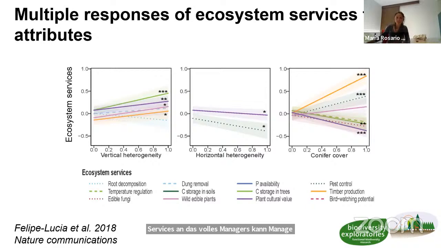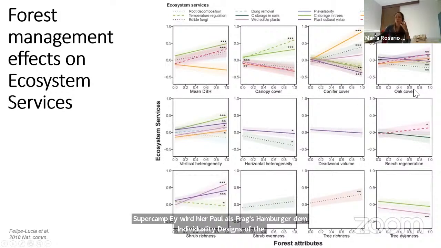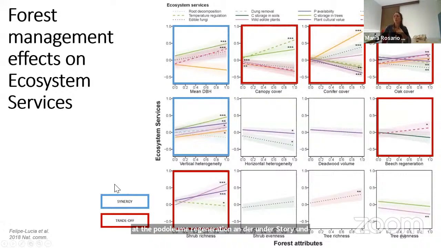So, for example, the mean diameter, which is the size of the tree, or the canopy cover, or the proportion of conifers and oaks, or their species, the heterogeneity, vertical and horizontal, deadwood volume, and regeneration, and the understory and diversity. And there we could see a variety of responses. More interestingly, we found clear synergies for some measures.